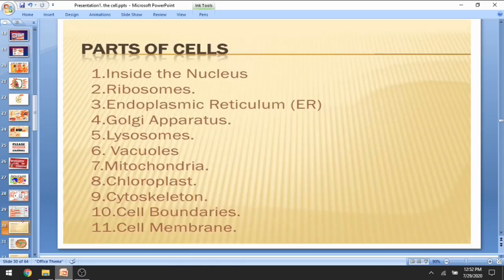Next come the parts of the cell. So now in this video I'm going to discuss what happens inside the cell. I am going to discuss ribosome, endoplasmic reticulum, Golgi apparatus, lysosome, vacuoles, mitochondria, chloroplast, cytoskeleton, cell boundaries, and cell membrane.